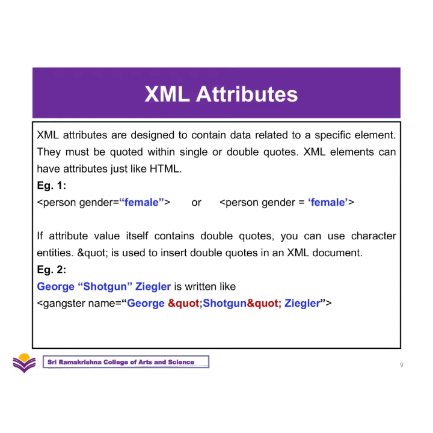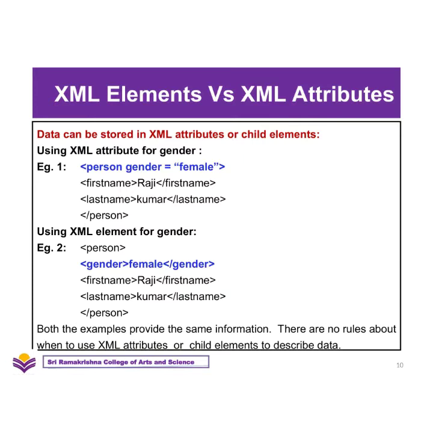Now we will see the comparison between XML Elements and XML Attributes. Though both provide same information, due to some problems with XML Attributes, the use of XML Elements is better than other. In example 1, the data female is stored in attribute gender. In example 2, the data female is stored in element gender.